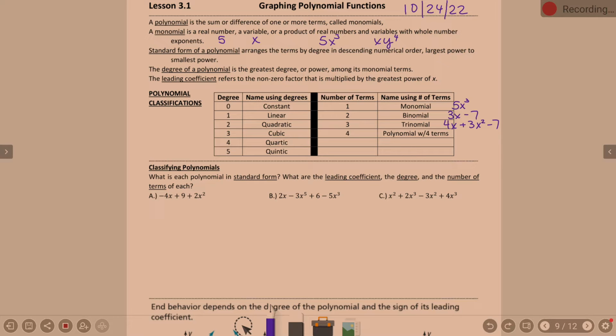Would that be a monomial with 4 terms? Would 25 be one or two? There's two numbers there. 25 is one number, though, if you're saying 25.